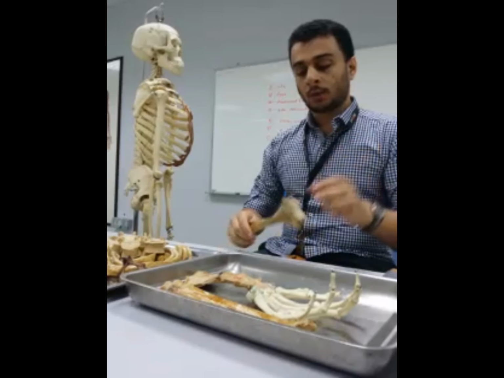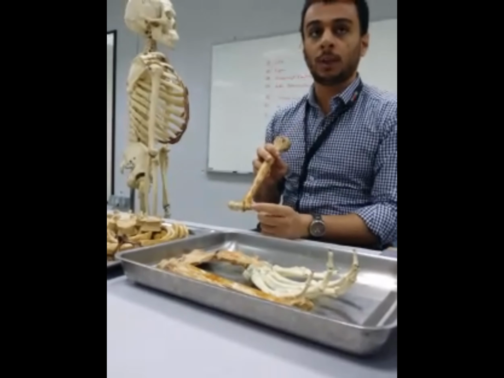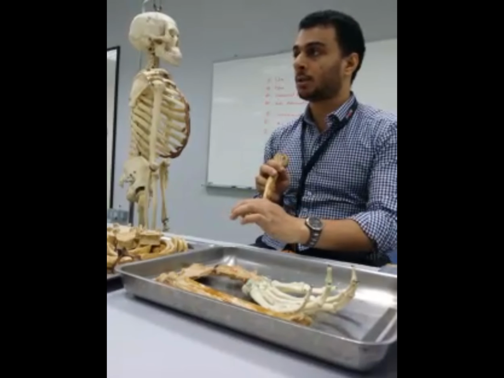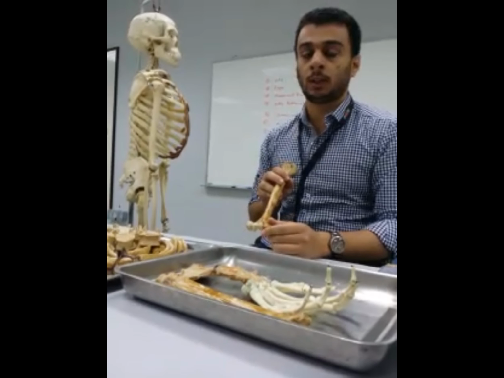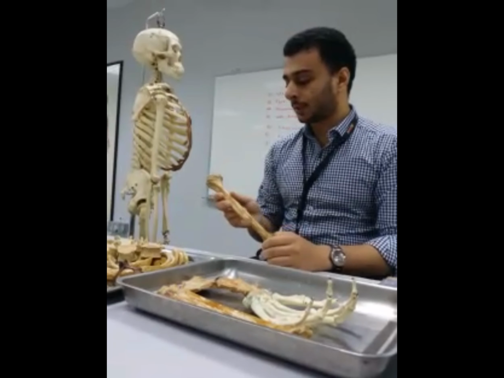Okay. So most of the flexor group will be coming out from here, the medial epicondyle. And most of the extensor group will be coming out from here, the lateral epicondyle. Okay. So those are the important muscle attachments.